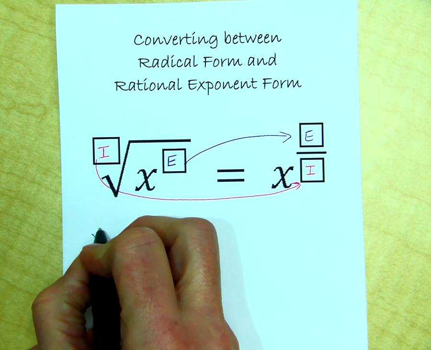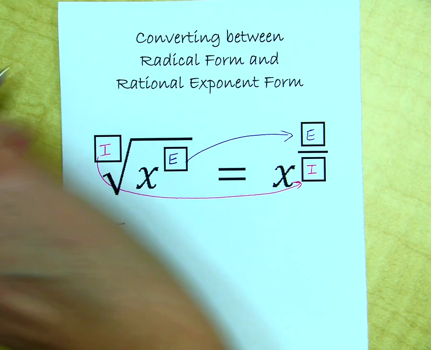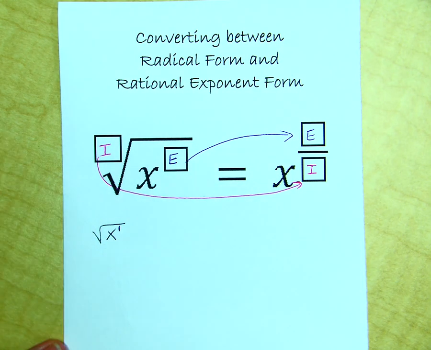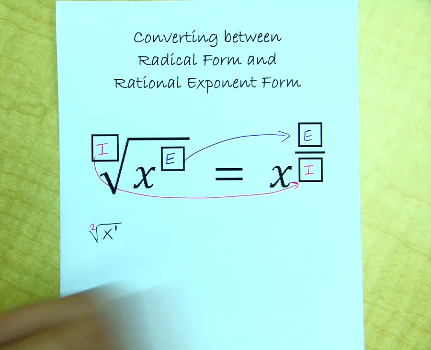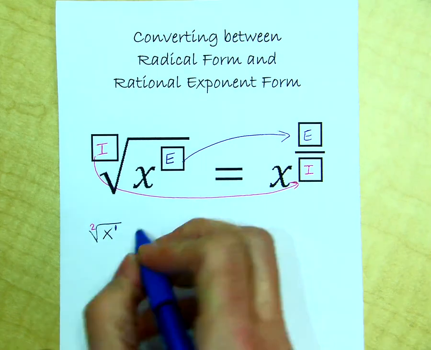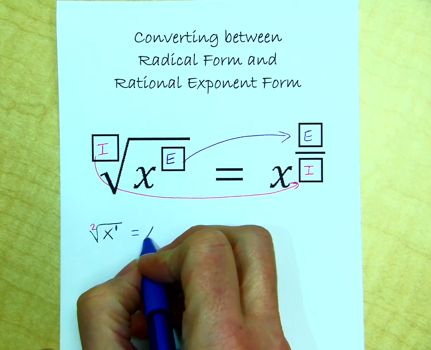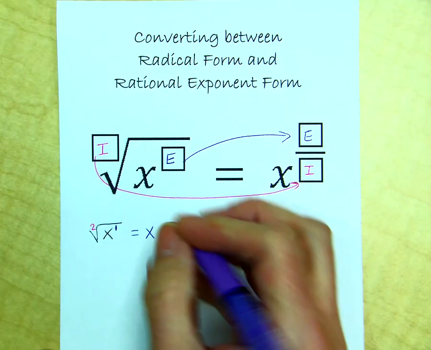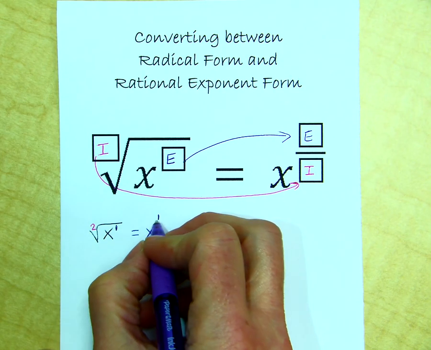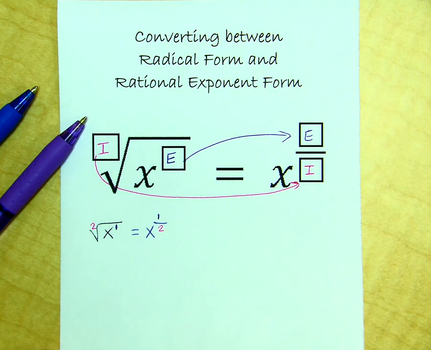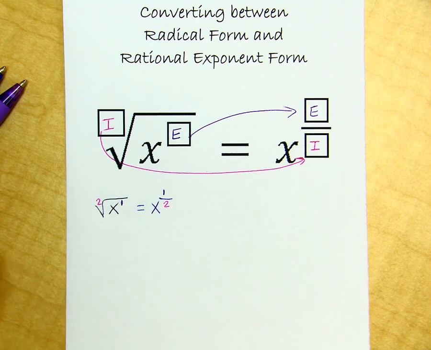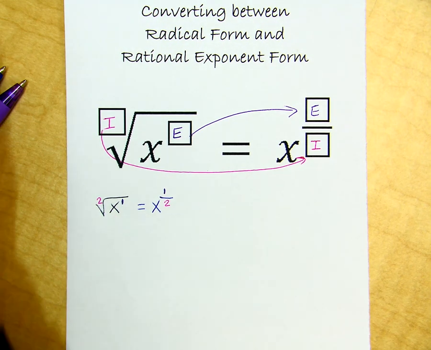So let's start with simply the square root of x. Here, our exponent is a 1, and our index is a 2. These are both things that we tend not to write down. And to write this in rational exponent form, this is going to be the base raised to a fraction of 1 all over the index, which is 2. So we have x to the 1/2 power is the same as the square root of x.